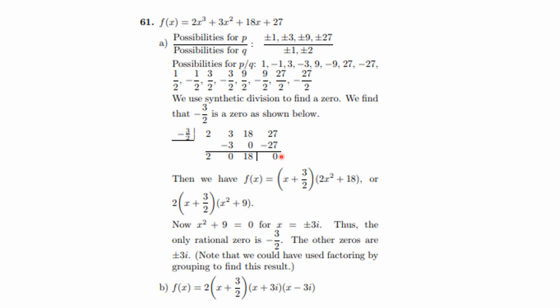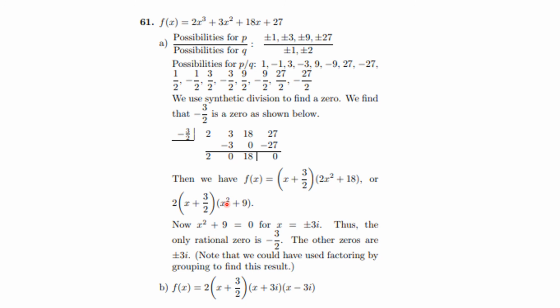And that means what I'm left with is 2x squared plus 18. So the function can be factored as x plus 3/2 times 2x squared plus 18. And so this is what I can multiply together and say that this is the expression that I get. This one I just factored the 2 out of the 2x squared plus 18.